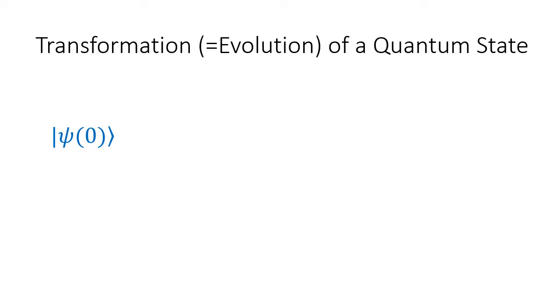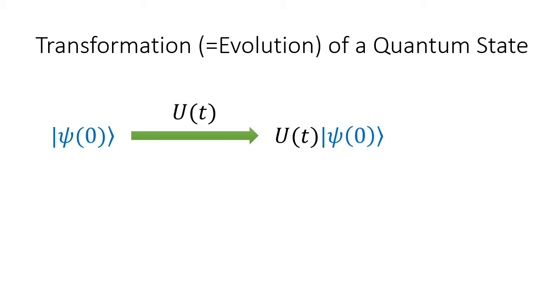Let's say the initial state is psi 0, and then at time t, we apply an operation U on the quantum state to obtain a transformed state, which is denoted by psi t. So what properties should U have in order to satisfy this formula?